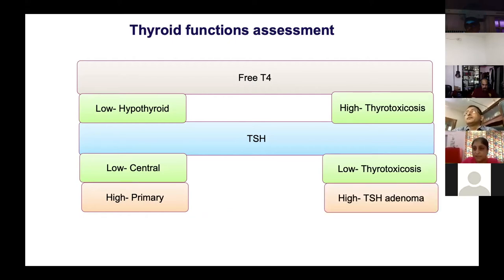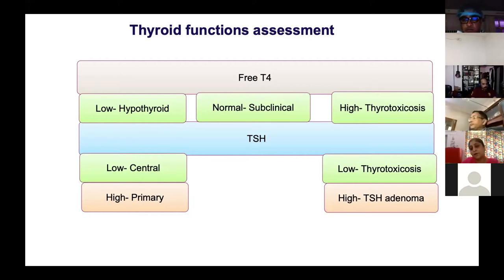Whereas if the levels of TSH are also high, like both T4 and TSH levels are high, think of a very rare cause, that is TSH adenoma. If the T4 levels are within normal limits, think of subclinical. So it could be subclinical hypo or subclinical hyper.